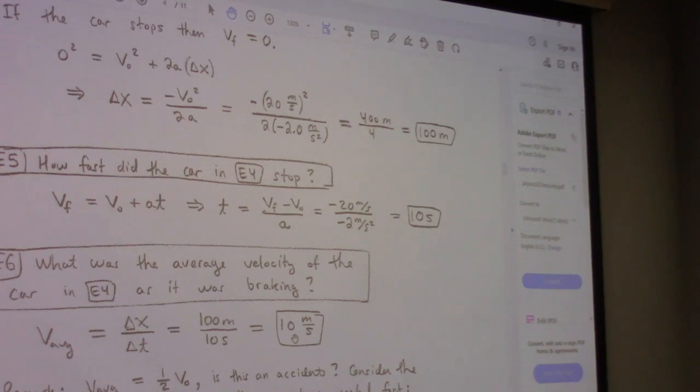How fast did the car in example 4 stop? Well, we can figure that out from this other kinematic equation, right? The final velocity is equal to the initial velocity plus acceleration times time. I know the final, I know the initial, I know the acceleration, so 10 seconds, right?